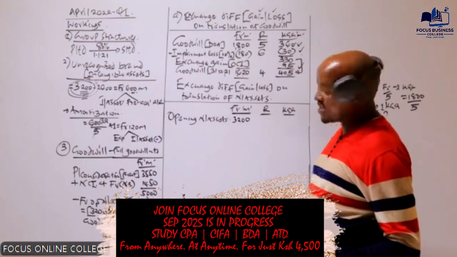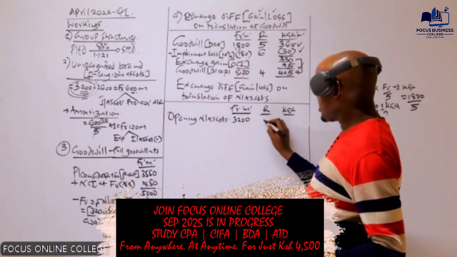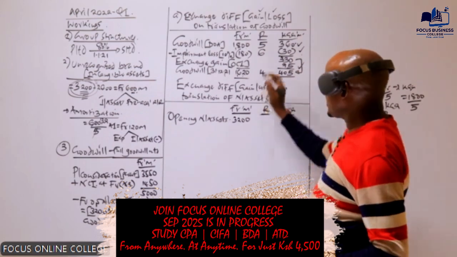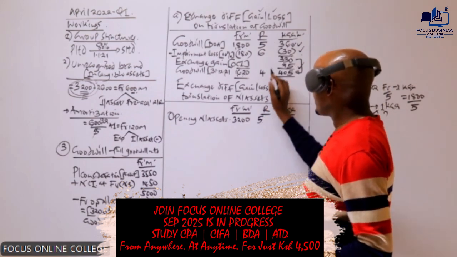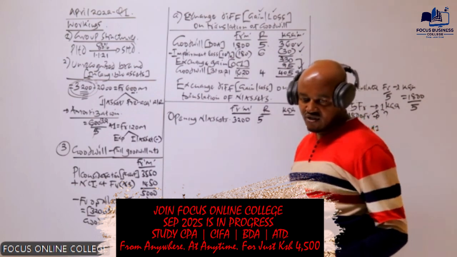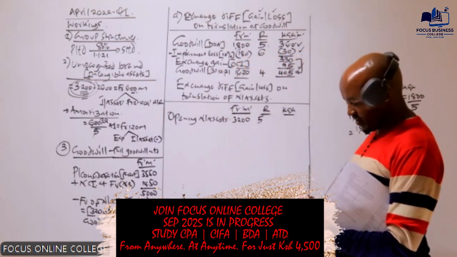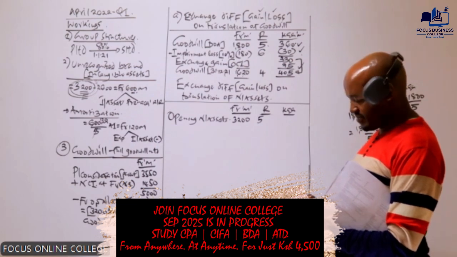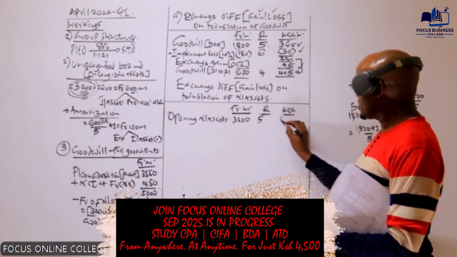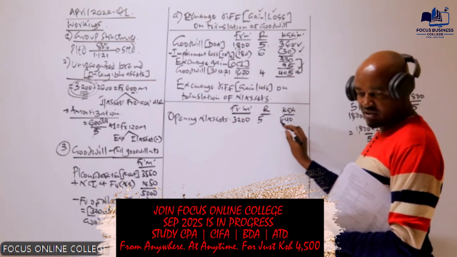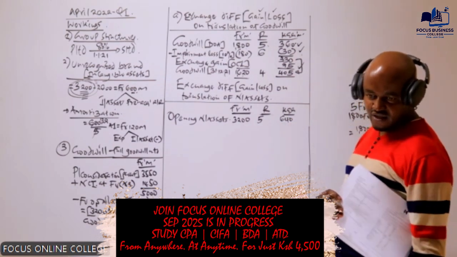So we need to translate that into Kenyan shillings using the opening exchange rate. The opening exchange rate is 5. That will give us 32 divided by 5, which will give us 6.4. Are you getting 6.4?